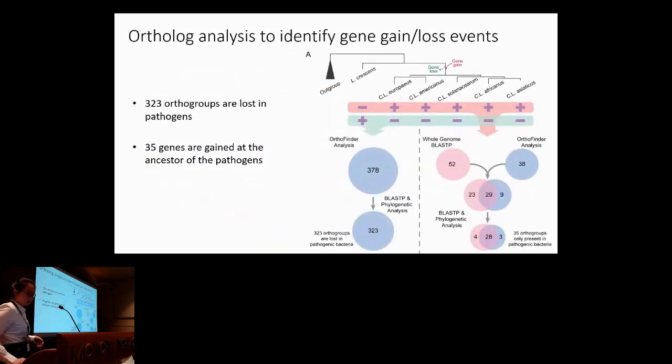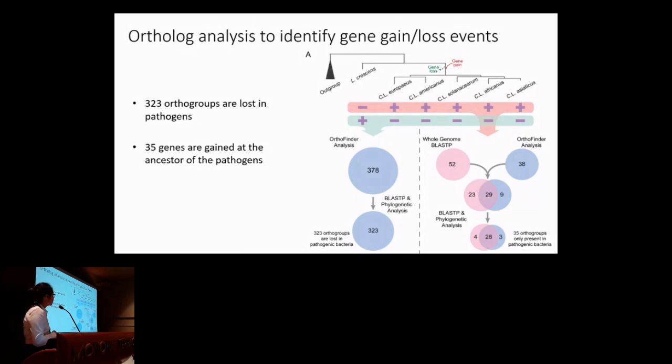Next, after we excluded the prophage components, we conducted ortholog analysis for the genomic genes. Basically, we want to identify the genes only present in all pathogens, but not in the non-pathogenic species. We believe that these genes are newly introduced genes at the common ancestor of all pathogens.